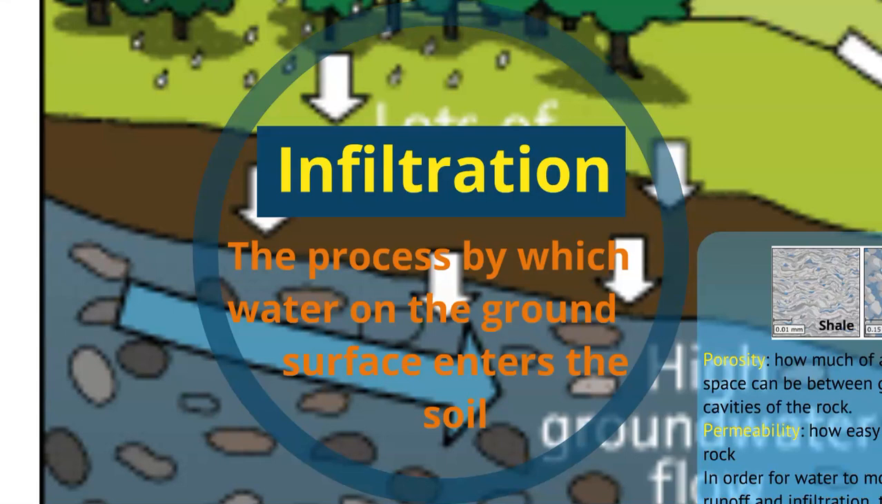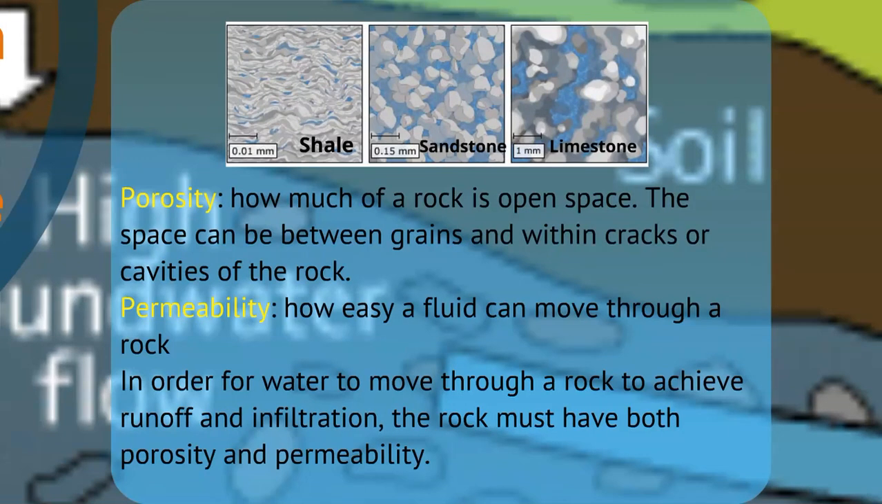Infiltration is the process by which water on the ground's surface enters the soil. And two things can affect infiltration: the porosity and the permeability of the substance. Porosity is how much of a rock is open space, the space between grains and within cracks or cavities of a rock. If you guys have ever seen Proactiv commercials and they talk about their pores, that's like the space between your skin cells. So porosity is how much space is in there. I'm sorry to relate your faces to rocks.